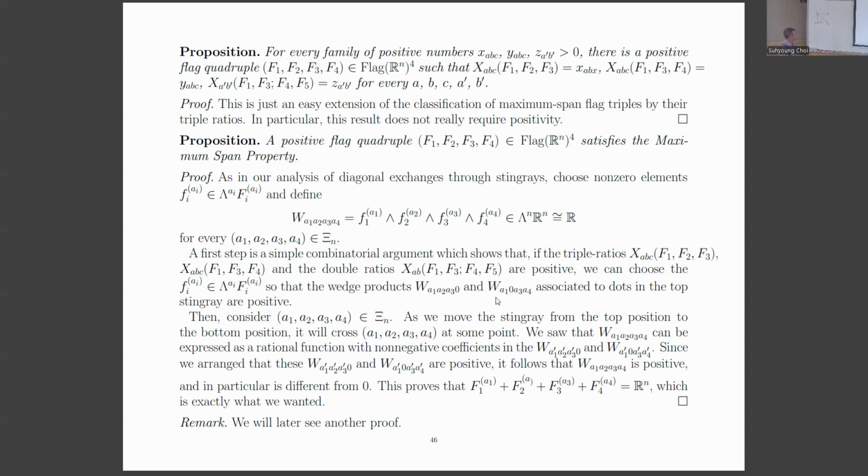So that gives us a one-to-one correspondence between positive flag quadruples and numbers. But we were interested in the maximum span property, and the claim is that a positive flag quadruple satisfies this maximum span property. And the reason is, you remember we had W of A, B, C, D.